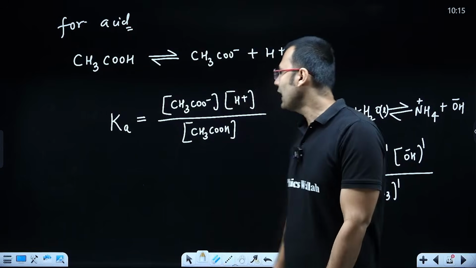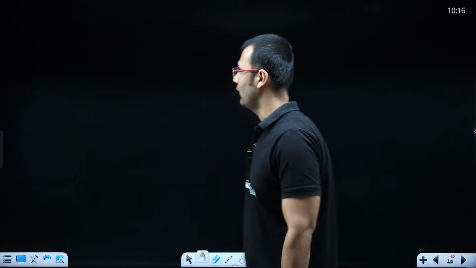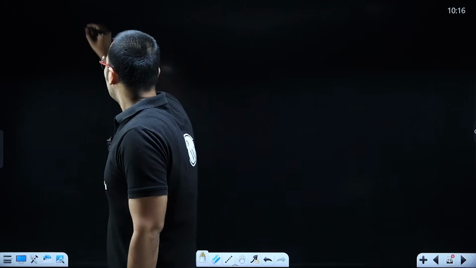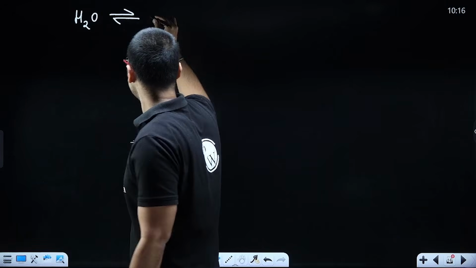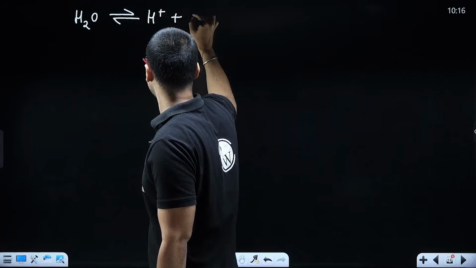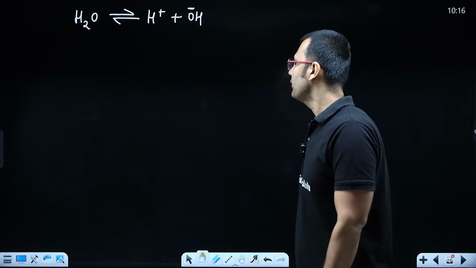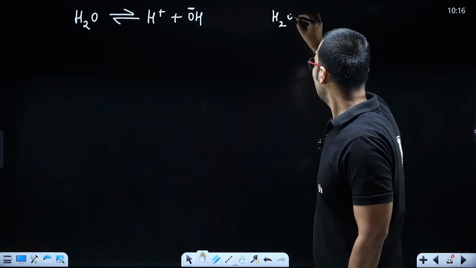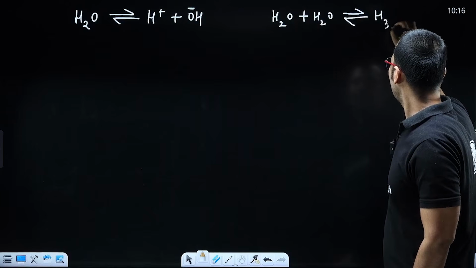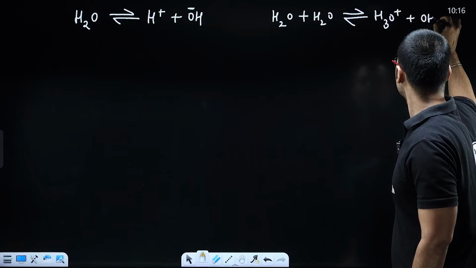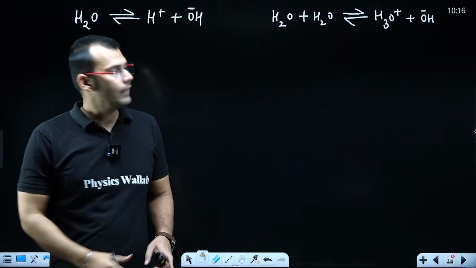In the same way, we have another term, Kw, which is called the dissociation constant of water, right? Water dissociation you can write in two ways. One is this: H2O will decompose as H plus and OH minus. But as compared to that, the better form is H2O plus H2O gives you H3O plus and OH minus. Both are the same equation, both are dissociation of water, but the difference is that this one is preferred.